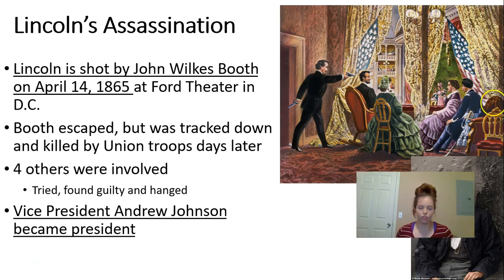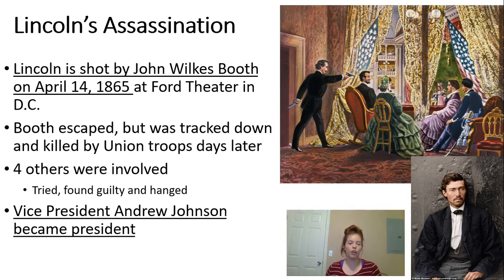So before Lincoln can actually set forth with his plans, he's assassinated. Pretty much a couple of days after the Civil War has ended, on April 14th of 1865, Lincoln is watching a play at Ford's Theater in D.C. when he is shot and killed by John Wilkes Booth. Booth initially escapes, but he's tracked down and killed by Union troops a few days later. Another interesting fact is that 4 others were involved in this assassination. They were tried, found guilty, and also hanged for their crime. And after Lincoln's assassination, his vice president, Andrew Johnson, takes his place and becomes president.